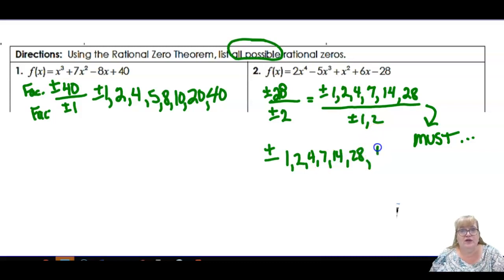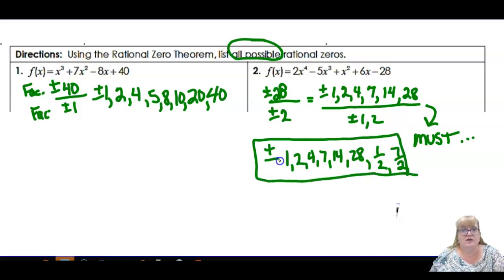So if we put 1 over 2, we get 1/2. We put 2 over 2, we get 1. That's already on our list. 4 over 2 is 2, already on our list, but 7 over 2 is not on our list anywhere. 14 over 2 is 7, already on our list. 28 over 2 is 14, already on our list. So we ended up with 1, 2, 3, 4, 5, 6, 7, 8, or a total of 8 times 2 is 16, total of 16 possible rational zeros. Now, this has at most 4, but there are 16 possibilities. Okay, it doesn't have to have 4 rational zeros. Some can be irrational. All right.